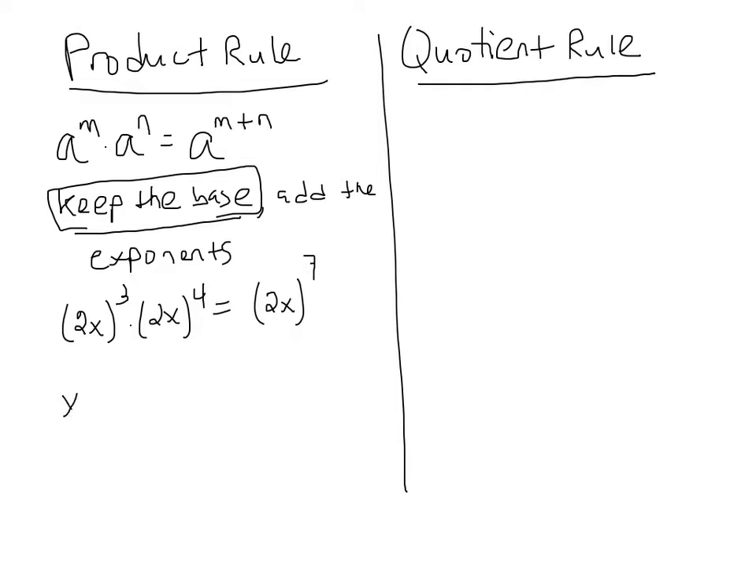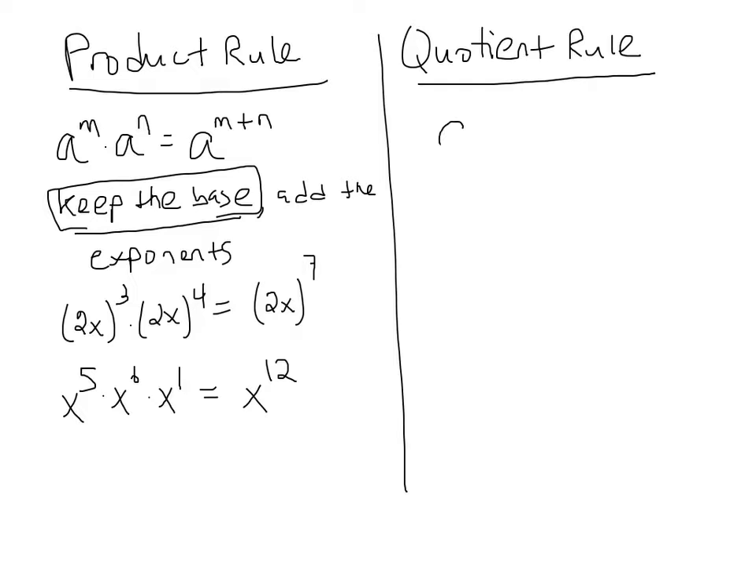If we have x to the 5th times x to the 6th times x, we actually end up with x to the 12th, because we have x to the 5th, x to the 6th, and this is actually x to the 1st. Okay, so a relatively straightforward rule there.